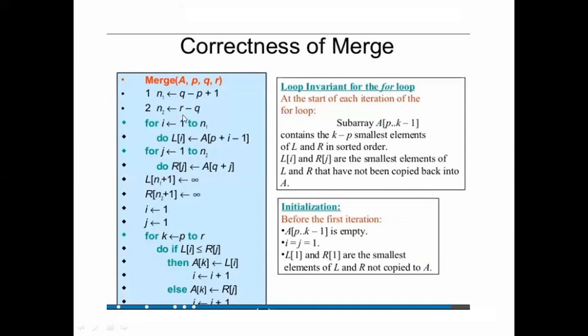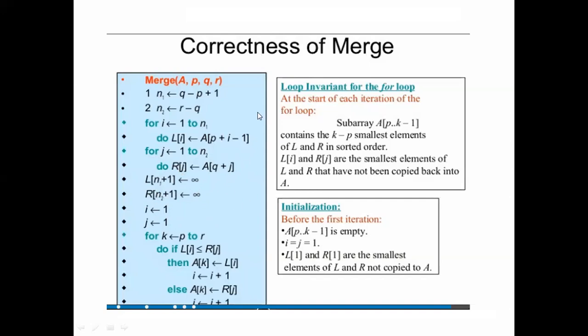So in this way, for example, here n1 equals q minus p plus 1 and n2 equals r minus q. So actually p, q, r here, for i equal to 1 to n1, L[i] equals A[p plus i minus 1]. For j equal to 1 to n2, R[j] equals A[q plus j]. Then L[n1 plus 1] is infinity and R[n2 plus 1] is infinity, with i equal to 1 and j equal to 1.